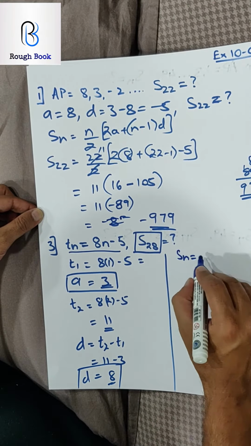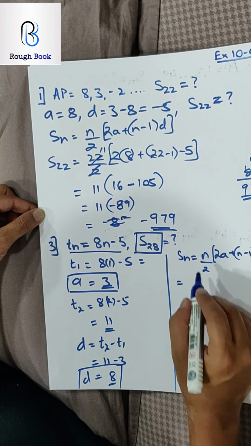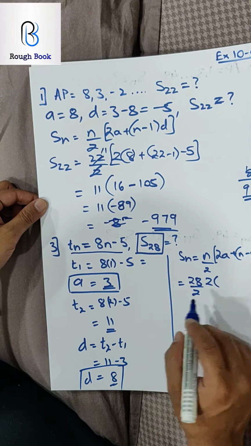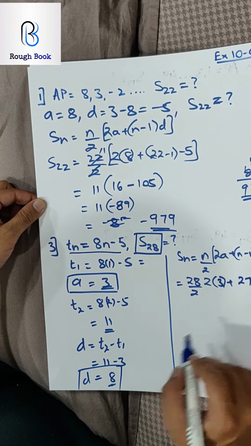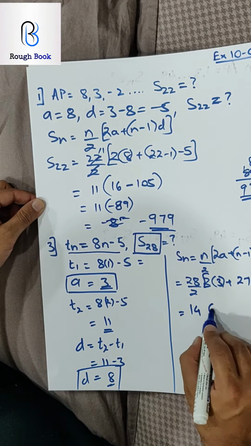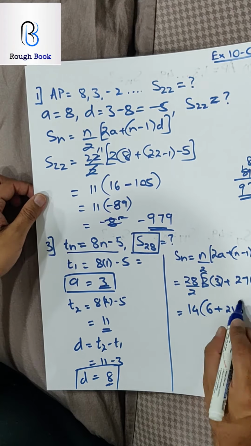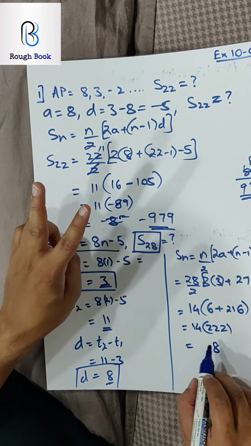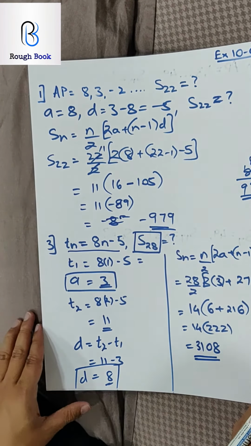Now I'm trying to find Sn. n by 2, 2a plus n minus 1 into d. So my n is 28, S28. So 28 by 2, 2 into a which is 3, plus n minus 1. So n is 28, so 27 into d which is 8 in bigger brackets. So this becomes 14 into, 8 sevens are 56, 6 plus 2 and so on, plus 216. So the total becomes 222 into 14. 14 twos are 28. 28 plus 2, 30. 28 plus 3, 31. So that should be your final answer.